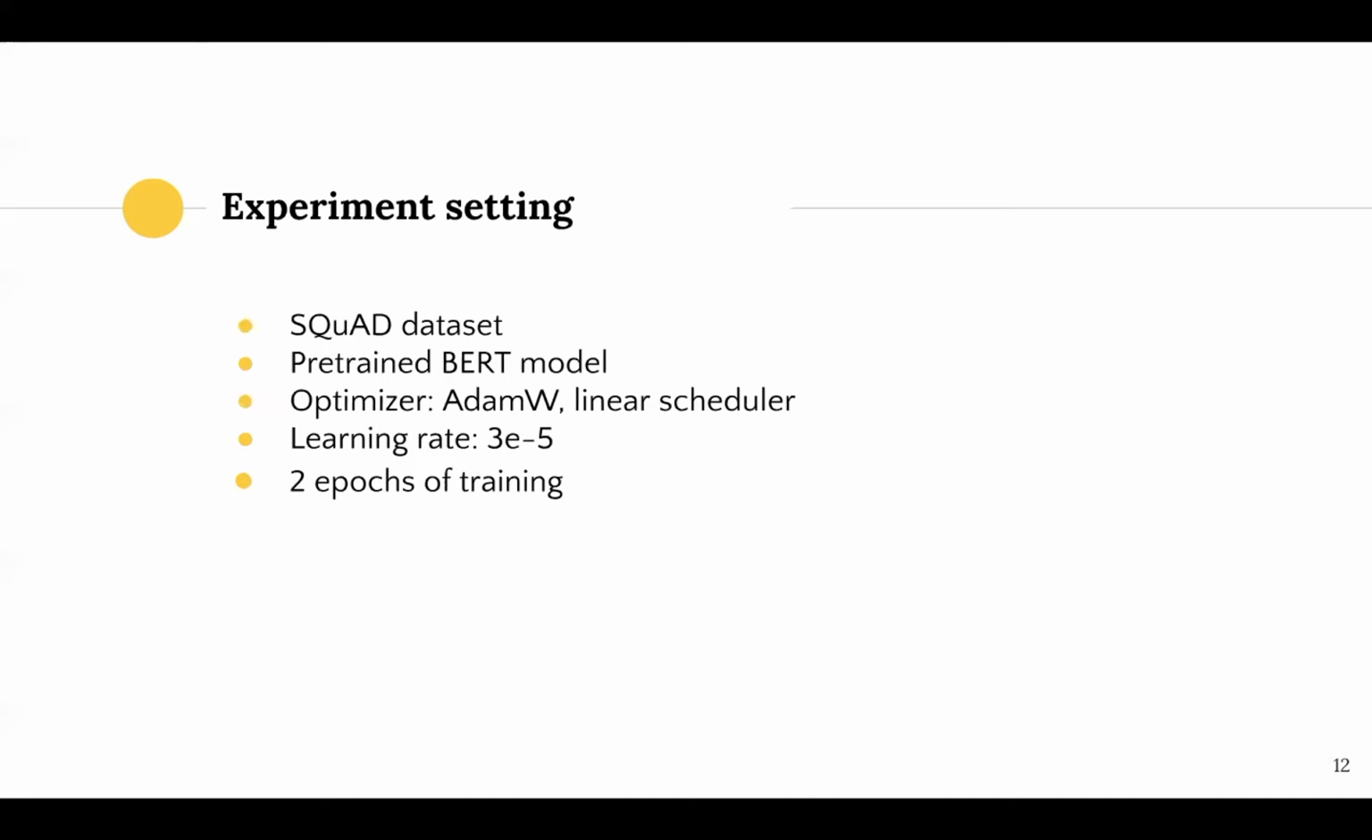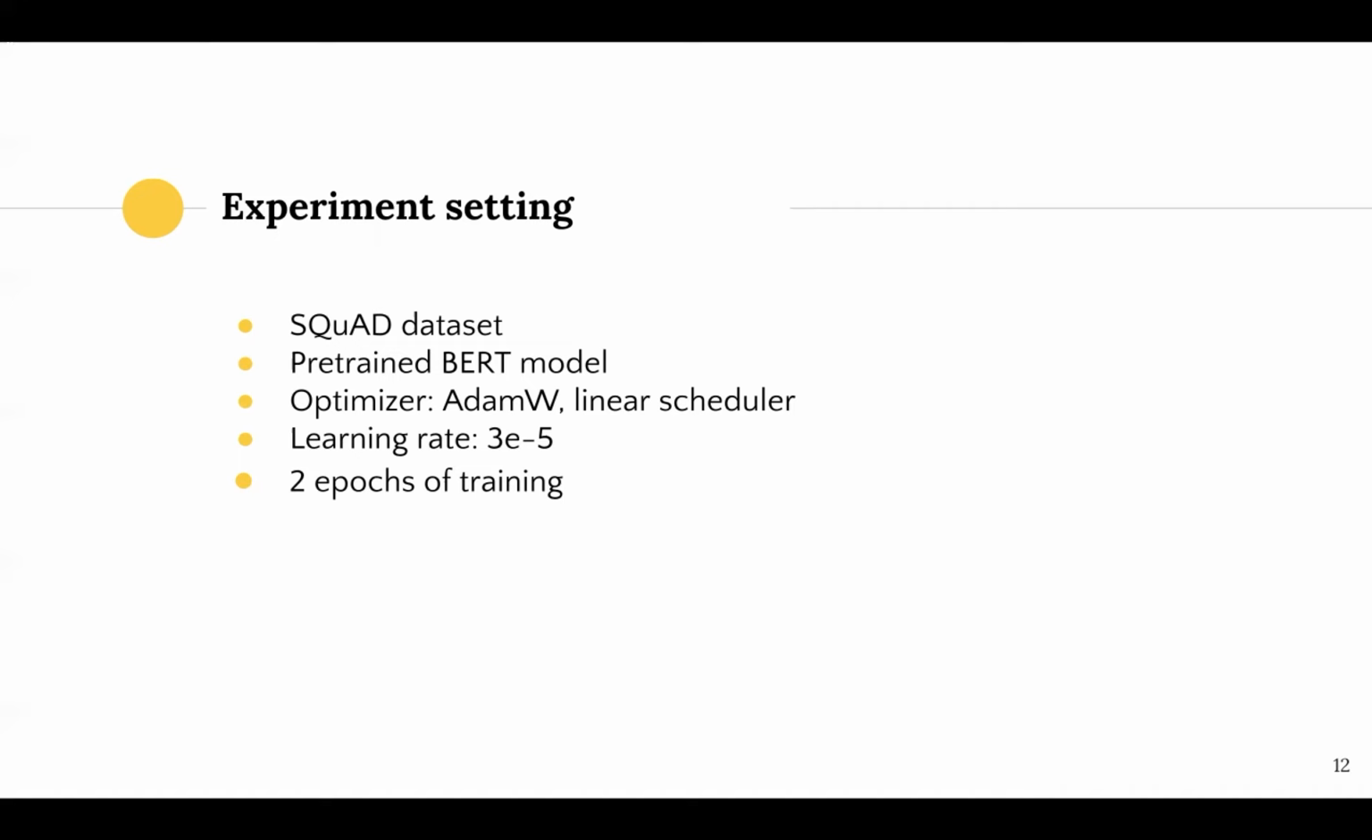Let's talk about experiment settings. As we mentioned in previous slides, for all of the experiments, we used the SQuAD dataset and its subsets. We used a BERT model, to be more precise, the BERT base model, which has 12 layers in the encoder, as a pre-trained model. Optimizer and learning rate scheduler are AdamW and linear scheduler respectively, with an initial learning rate of 3 times 10 to the minus 5. Batch size is 12 for both fine-tuning and evaluation. Training was done for 2 epochs for every experiment.